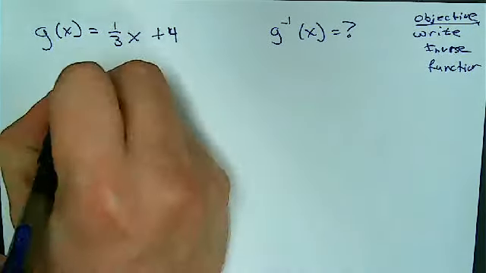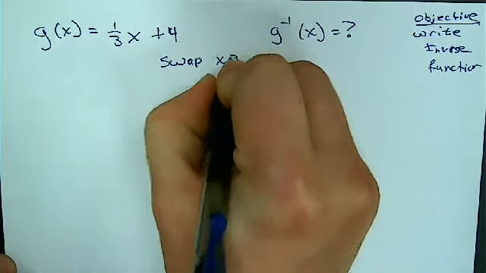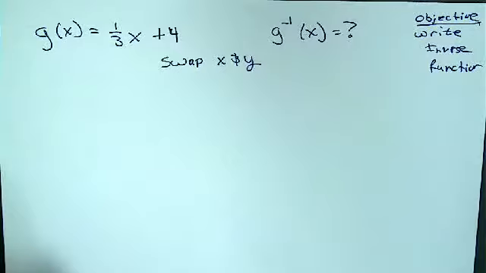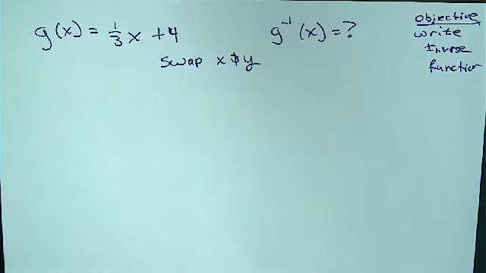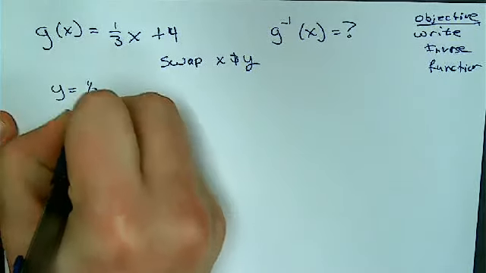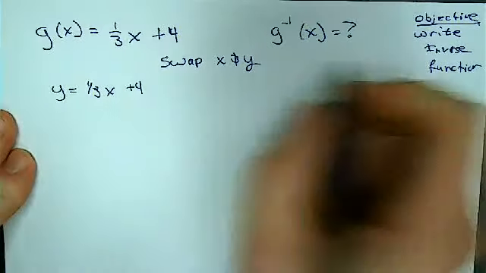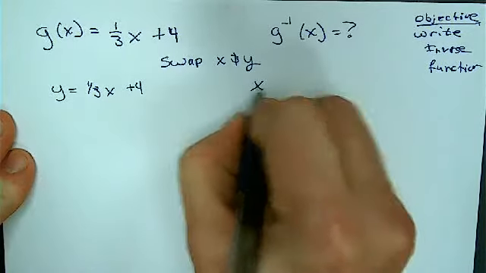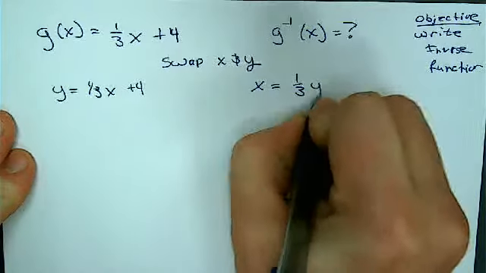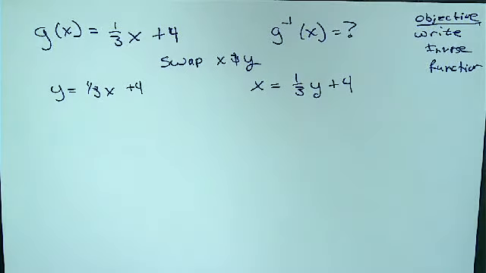The rule is, ladies, guys, swap the x and the y. So if this is my original function, y equals 1/3 x plus 4, then the inverse would be x equals 1/3 y plus 4. I just have the x and the y trade places.